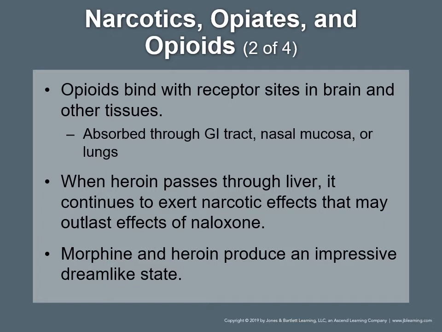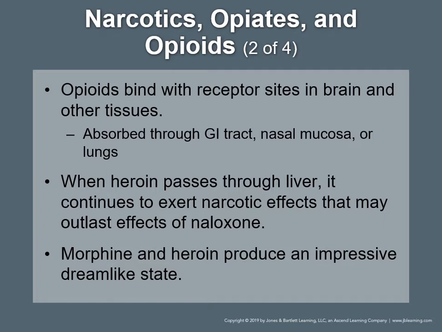When heroin passes through the liver, it is metabolized into acetylmorphine, which continues to exert narcotic effects that may outlast the effects of naloxone, which is a narcotic antagonist. Morphine is a commonly used analgesic in the pre-hospital setting and is a potent vasodilator. When given to young adults, it is usually metabolized in 2 to 3 hours. It takes adults longer to metabolize morphine.